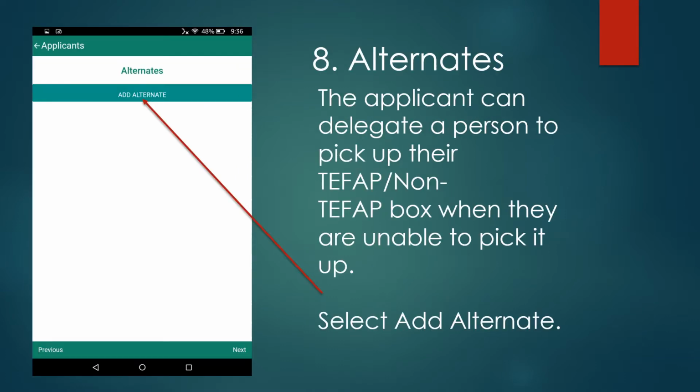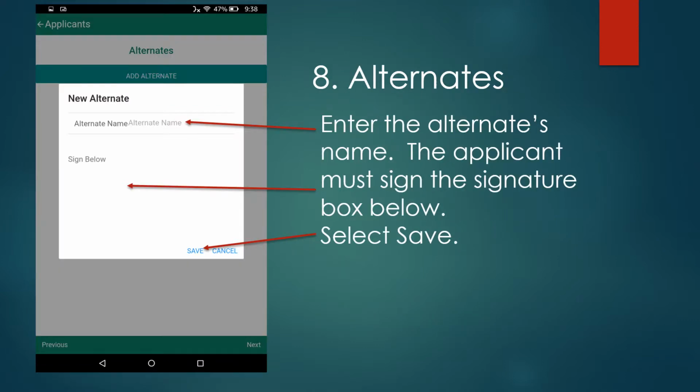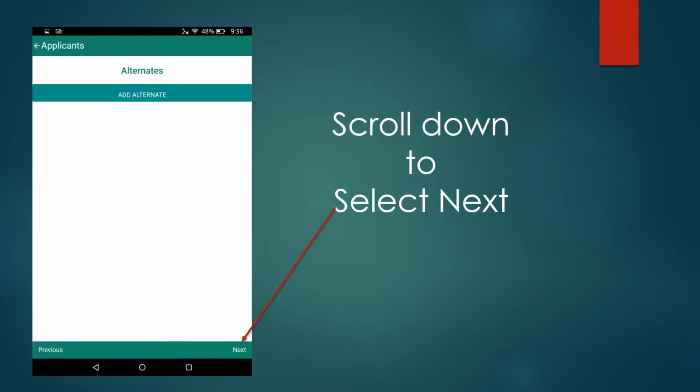Also, we have an alternate section where the applicant can assign a person to pick up their box within every 6-month period. To do so, select the Add Alternate button. For a new alternate, just add the alternate's name and obtain a signature from the applicant as well. Once you've done so, just select Save. After you have created a new alternate, just scroll down and select Next.